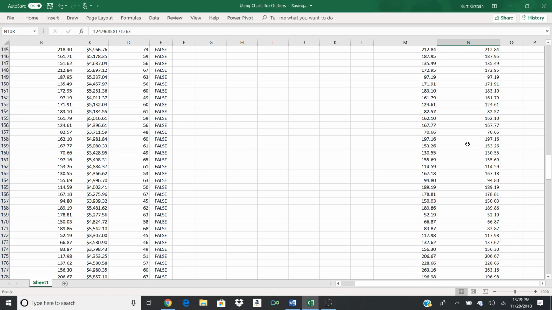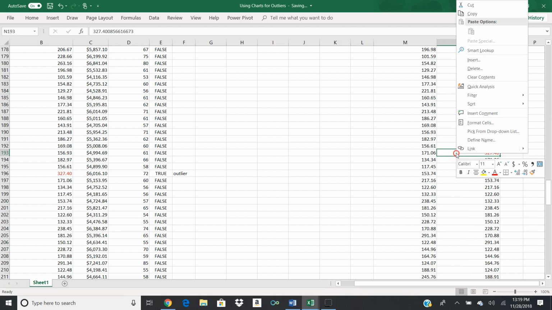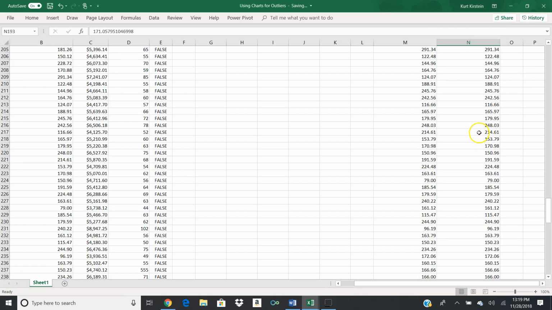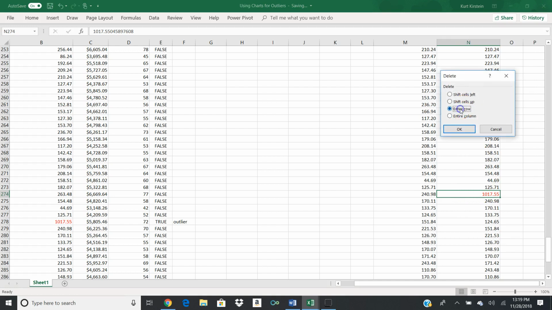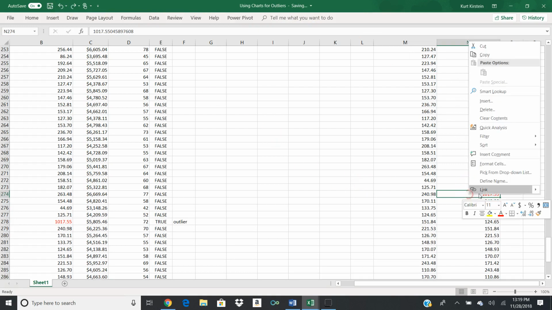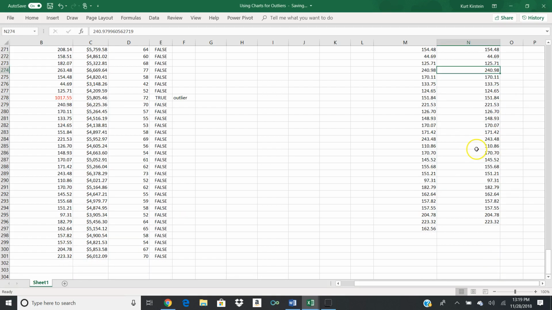Right, two more. Oops, right click on it, delete, shift cells up, and then to my last one. Oops, nope, I didn't want that. Go back, go back, go back. Did the wrong thing. Delete, shift cells up. Okay, outliers are gone.